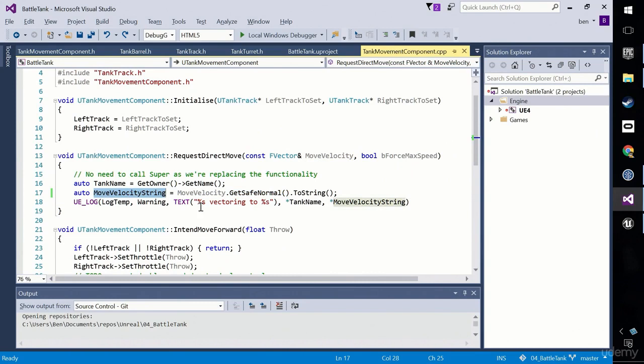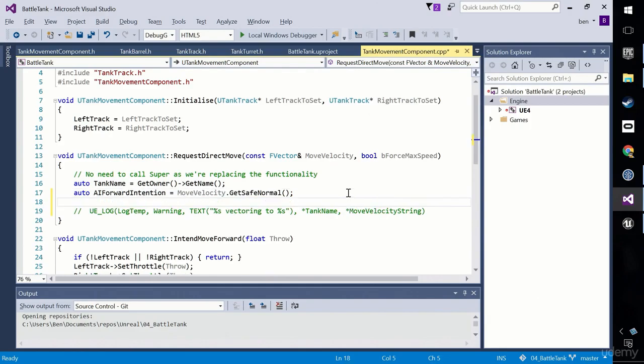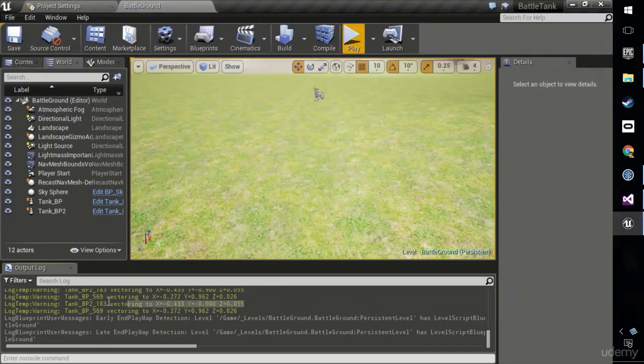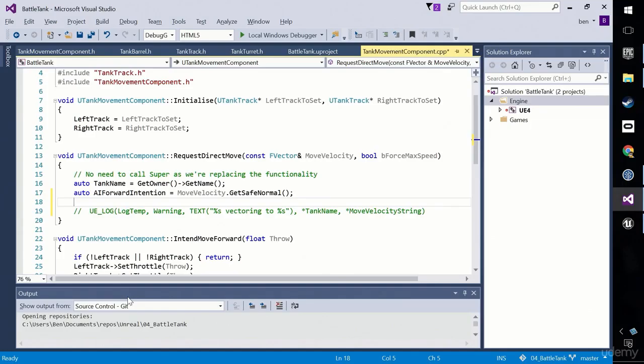In fact, let's give it a better name. Let's call this thing AI forward intention. And I'd better stop it being a string. And I don't think we need this log entry anymore. I'll just comment out the log. So we have an AI forward intention. We get what that is. We've seen the logs of it. It's a unit vector in the direction the AI would like the tank to move. Great. Okay, let's just move the tank name. In fact, I'm going to get rid of the tank name altogether.